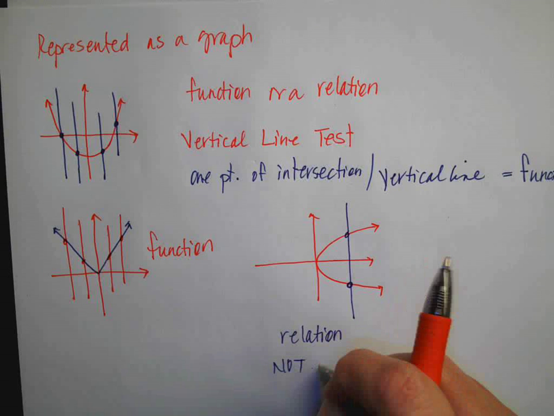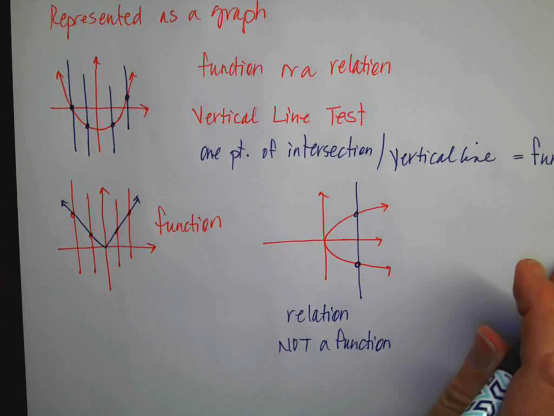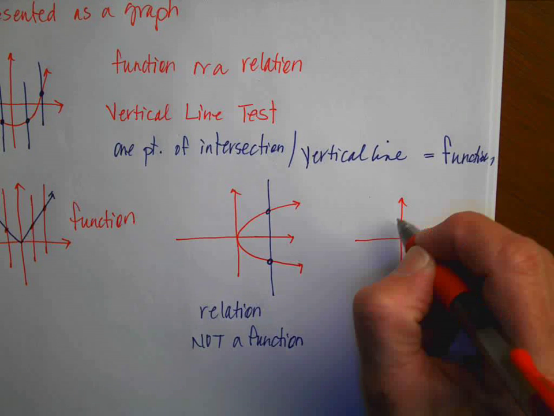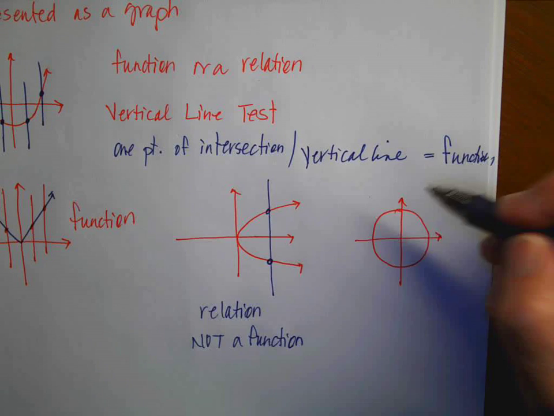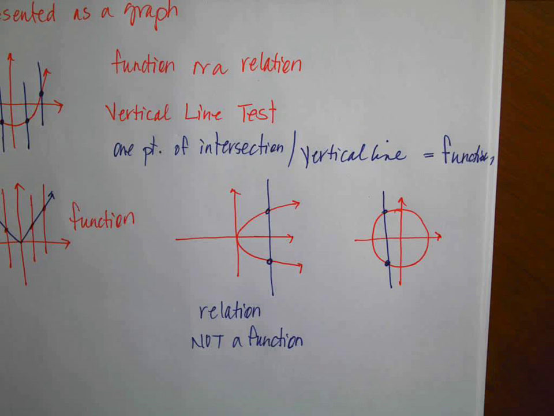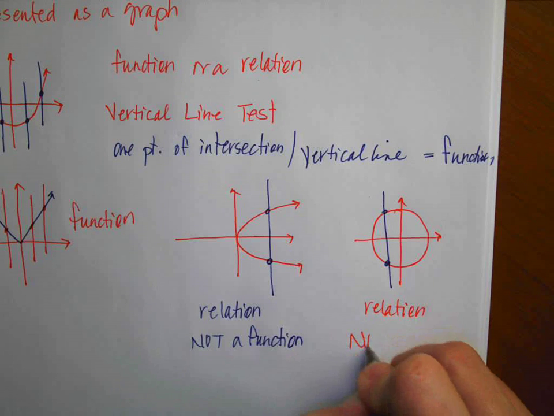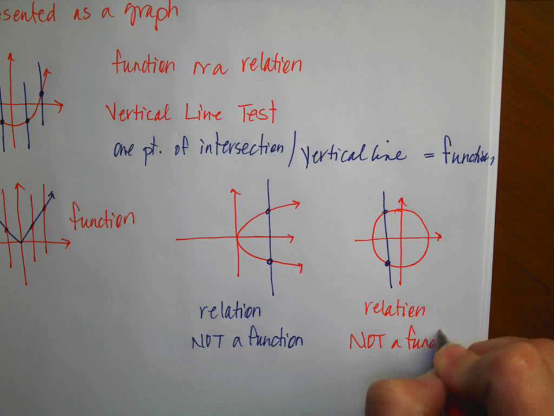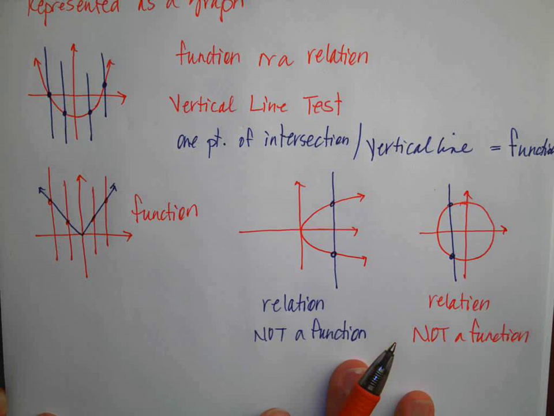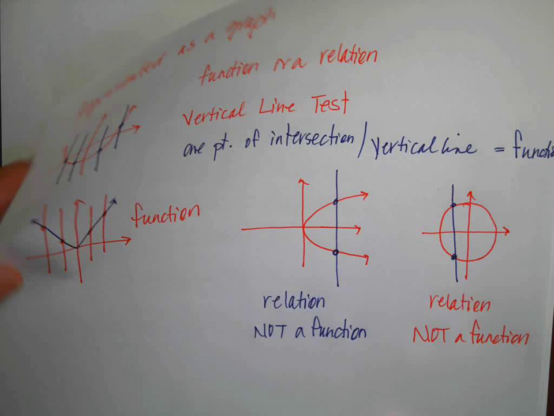It is not a function because it has 2 points of intersection on that line. And then another example would be, what if I had the graph of a circle and then I ran a vertical line through there? Again, a circle is cool, especially on your grapher, but it's going to be a relation and not a function. So we always can recognize whether a graph is a function or a relation by whether or not it passes the vertical line test.